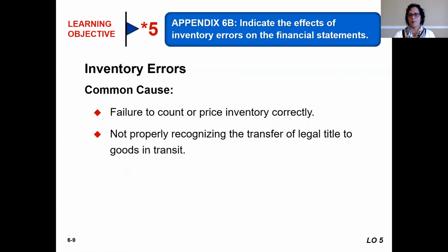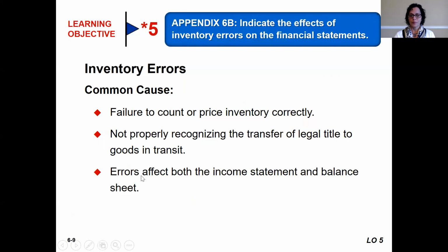So if I've called something my inventory and counted it when I should not have, or I didn't count it when I should have, I'm going to throw all my numbers off. Errors affect both the income statement and the balance sheet.